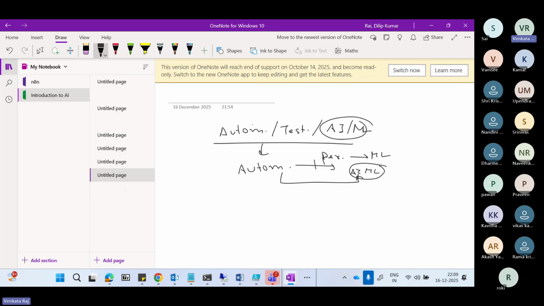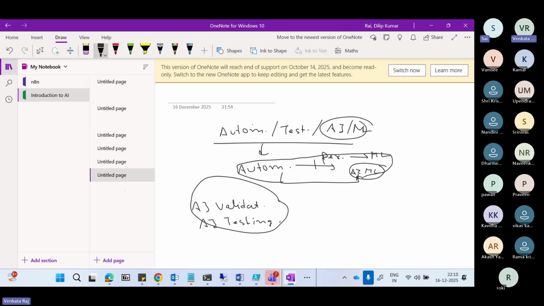And another thing, in many places you will find AI validation, AI validator. This is one job scenario. Then AI testing. This is one case. And in the other case, whichever domain you are in, you can add AI ML to your resume.